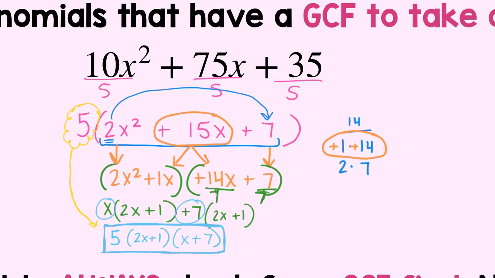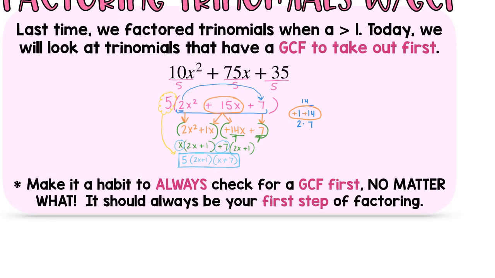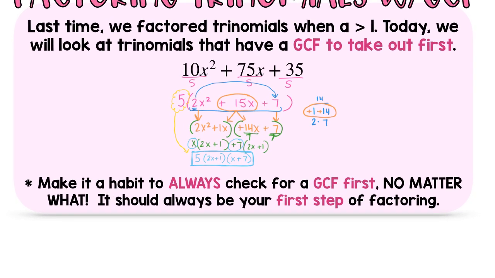And one thing I do want to point out, because as we go forward, we're eventually going to get to a section where we just give you some mixed problems, and sometimes there will be a greatest common factor and sometimes there won't be. So start to make it a habit to always check for a greatest common factor first. No matter what it looks like, no matter what the directions tell you, this should always be your first step. And it's really easy to do. You just look at each of the terms and try to figure out, is there something I can pull out? Is there something that they have in common? So just make that a habit. Always check for a greatest common factor.